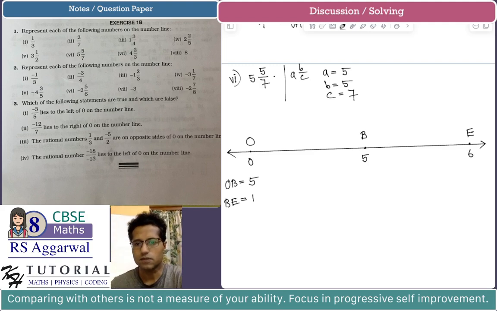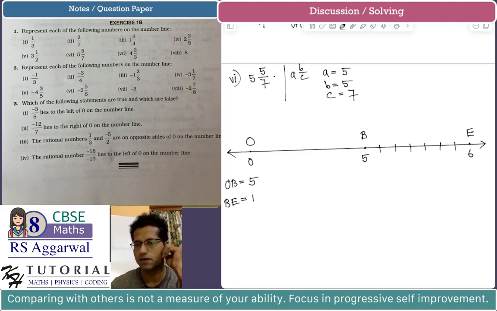Now we will have to divide the segment BE into 7 equal parts. Let's approximately divide BE into 7 equal parts. Let's say 1, 2, 3, 4, 5, 6 and 7. Now we will consider 5 such equal parts.